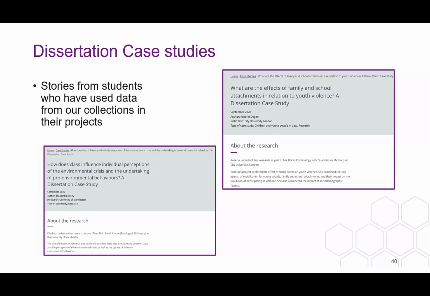And we also have our specific dissertation case studies. So these are stories from students who have used data in our collections in their projects. So for example, we have Elizabeth, who used the Understanding Society data to identify if there was a relationship between class and the perception of the environmental crisis. And also Rosalind, who looked at how social bonds and socio-demographic factors affect youth violence. So that might be a good place to get an idea of how the data can be used as well.